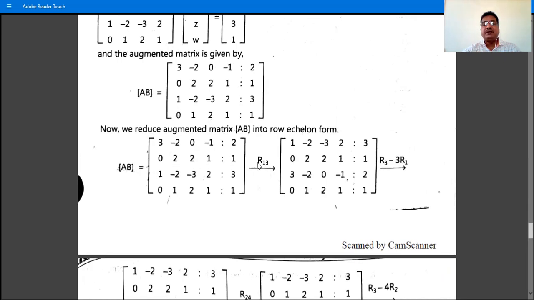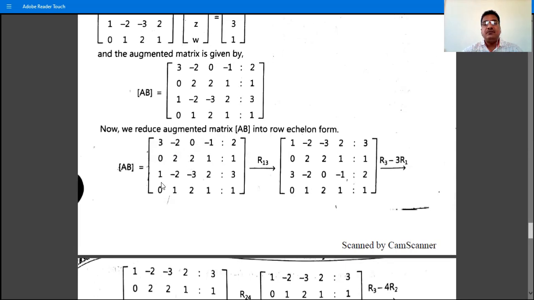Then the first operation is R13, because we have to reduce this 3 element to 1. That is either by multiplying any number to this row. If we multiply the first row by 1 by 3, then we have 1 at this place. But we have minus 2 by 3 at this place, minus 1 by 2 at this place, and that is, we have fractions. So as far as possible, avoid the fractions.